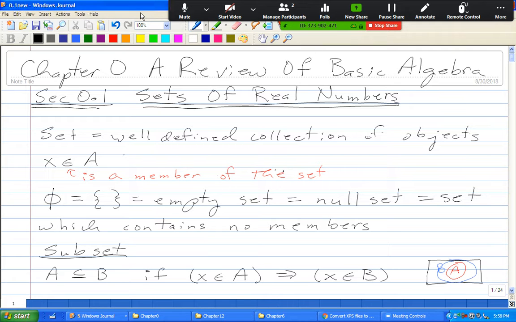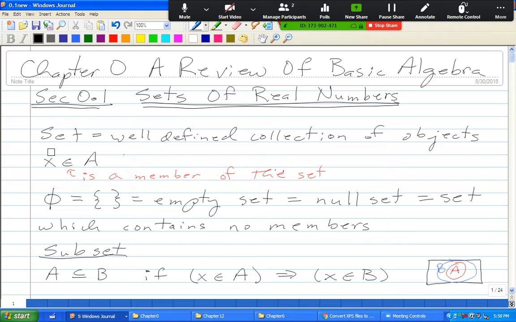Chapter 0, a review of basic algebra. So Section 0.1, sets of real numbers. So first off, a set is a well-defined collection of objects. So things like, say, the set of all states in the United States that begin with the letter M. That's a well-defined collection of objects.